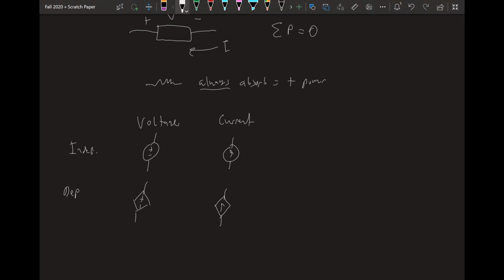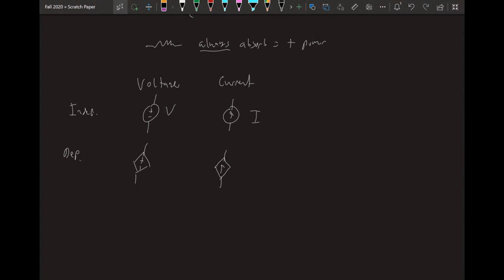What makes dependent sources different from independent ones is that an independent voltage source is a voltage V and a current source ideally is a current I, while the dependent sources are dependent on some other function of the network, which is usually a current or a voltage. Whatever this value turns out to be, it will stay fixed across the terminals. It depends on something else, which is why it's called dependent.